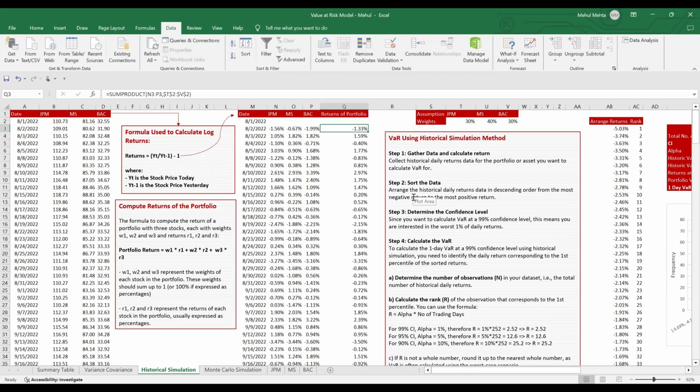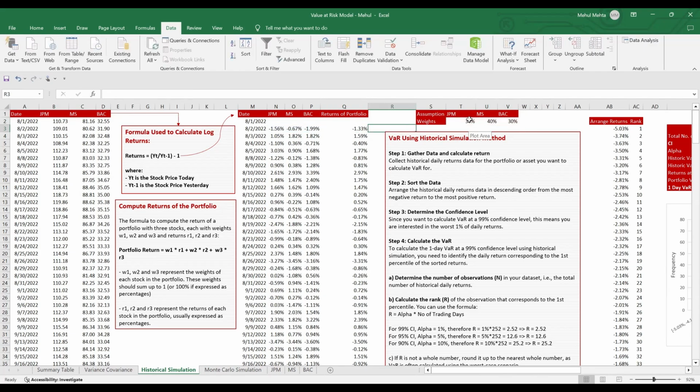So once you have your daily return, now what you need to do is, let's say you have different weights. Let's say we are assigning 30% of our money into JP Morgan, 40% into Morgan Stanley, and 30% into Bank of America, right? So this is nothing but your W1, W2, W3. Just multiply W1, W2, W3 with R1, R2, R3. In Excel, we have a very simple formula called SUMPRODUCT, and the formula will be nothing but W1 R1 plus W2 R2 plus W3 R3.